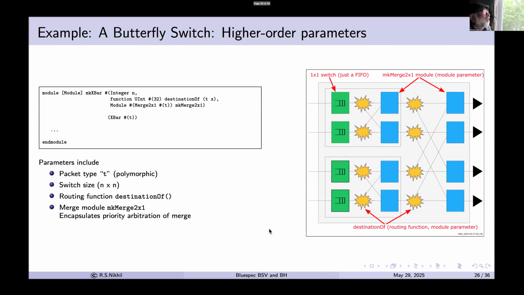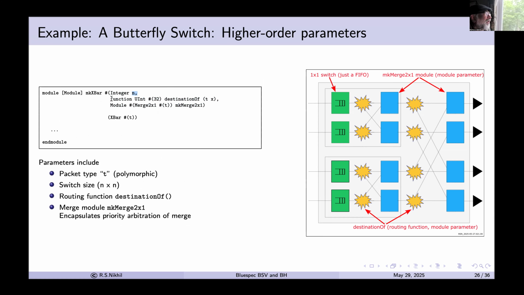So starting at the top, you have the module parameters. The N is just the size of the switch you're looking for. You want to create an N by N switch, right? And like I said, you could do 2x2, 4x4, 8x8, etc.